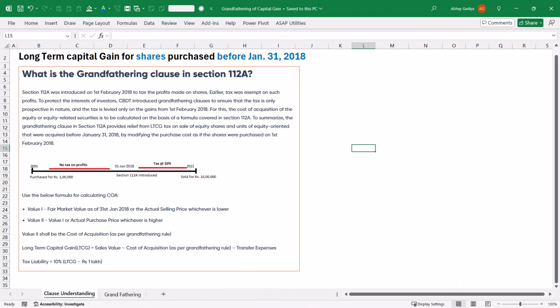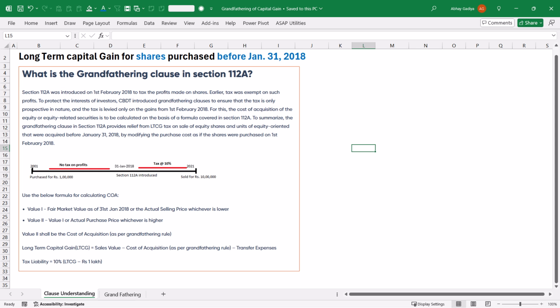Now, as I mentioned, section 112A was inserted in 2018 budget to tax the profits made on investment in shares. This tax was to be levied only prospectively, so grandfathering clause was inserted. This clause said that tax will be levied only on the capital gains made after February 1st, 2018. In other words, if you have purchased any of the shares before January 31st, 2018 and sold after it, then all the gains made till January 31st, 2018 will not be taxed.